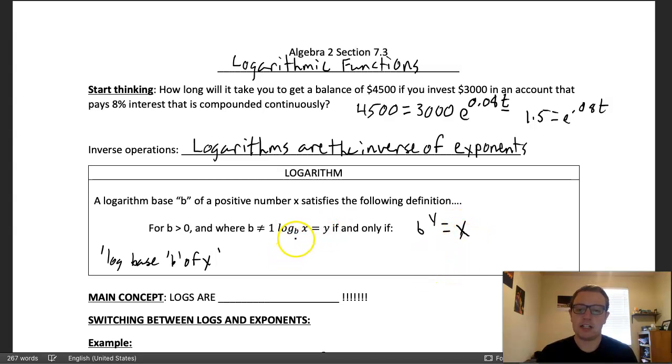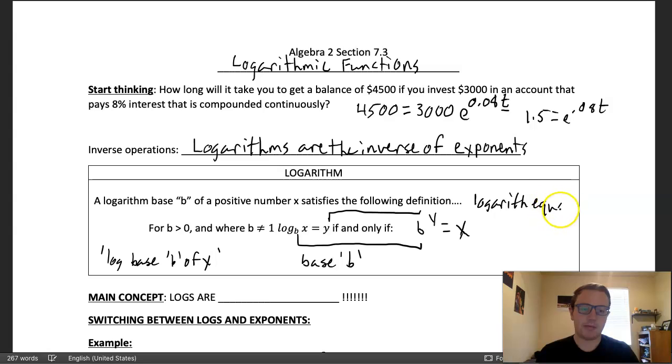Or in other words, notice how our base b is just the base of our exponent. So b is going to be the base of the logarithm, the bottom number in the logarithm, as well as the bottom number in the exponent. Also note that the number that the logarithm equals is the exponent. So the logarithm equals the exponent.